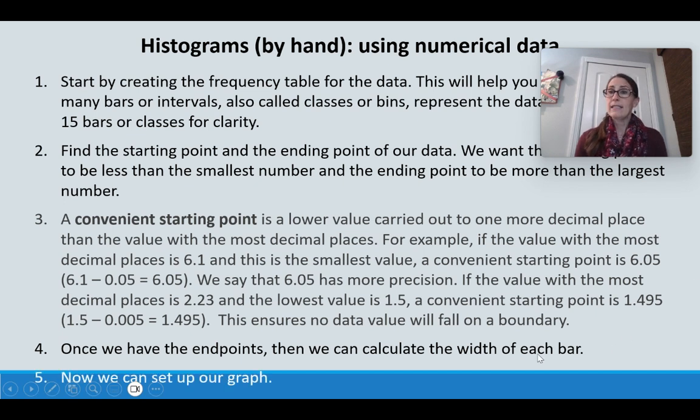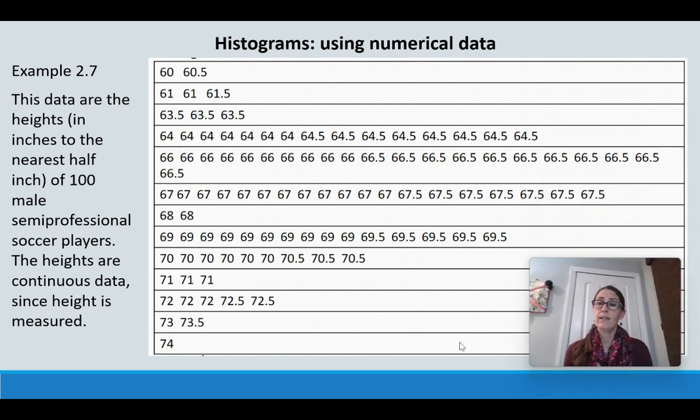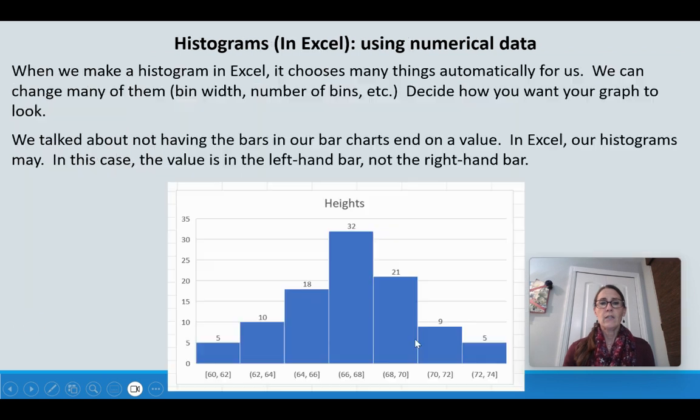One thing that's really nice is when we use Excel, we don't have to do a lot of that on our own. Excel does a lot of it for us. Sometimes what Excel chooses for us, we don't like, and we have to make changes, and sometimes we're stuck with what Excel does. So this data are the heights in inches to the nearest half inch of 100 male semi-professional soccer players. The heights are technically continuous data since height is measured, even though it's reported to the nearest half inch. So if we look at the next slide, I just said this before, but Excel chooses a lot of those things automatically for us.